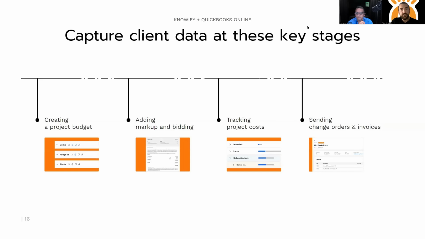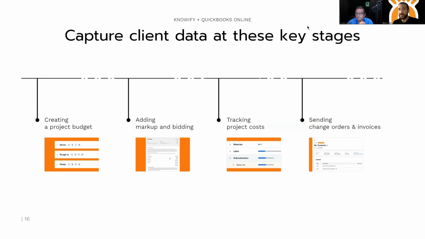So in Knowify, we try to break things down to capture client data at these key stages. Each job, there's not a one-size-fits-all solution for it. So different things are going to be important to different types of contractors. But for the most part, Knowify helps by initiating a project budget. This will help us plan for the rest of the job and help us evaluate where we are in regards to what we initially estimated.